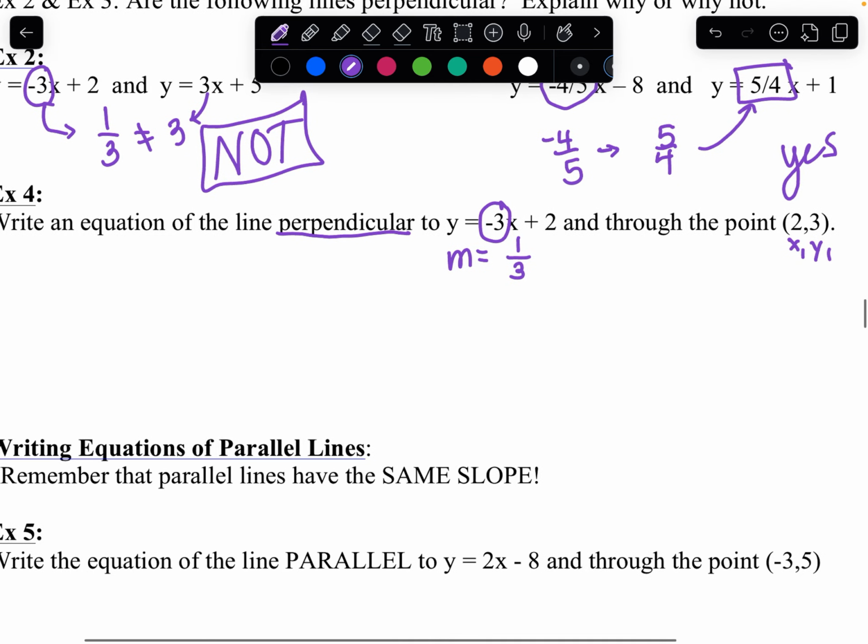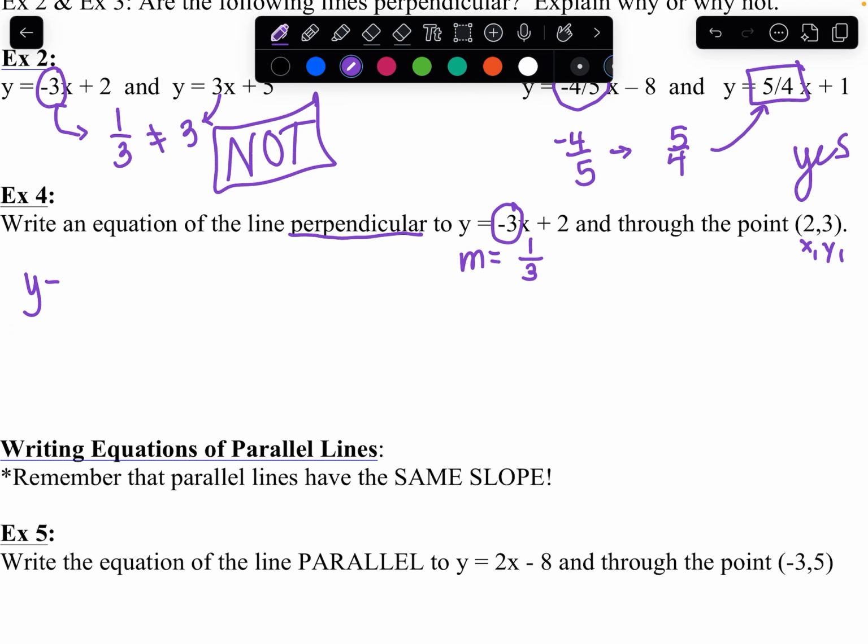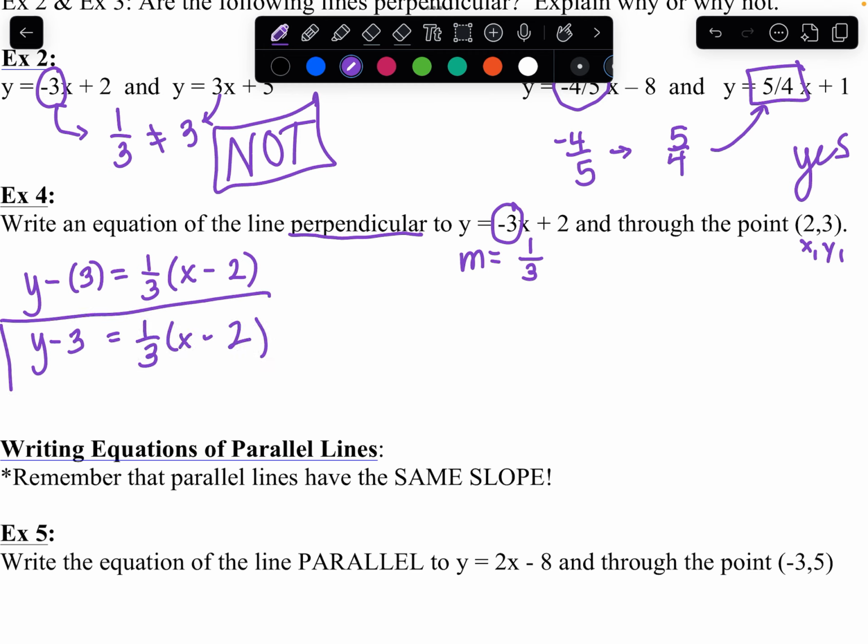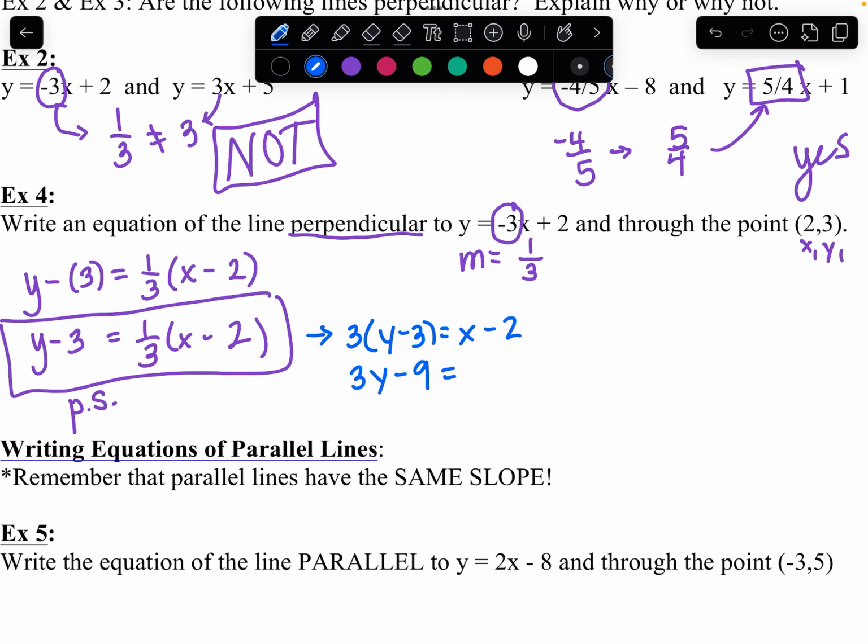So now that we know that, we're going to do y minus y sub 1 equals our slope times x minus x sub 1. And so I'm just going to simplify: y minus 3 equals 1/3 times x minus 2. So there is our point slope. We can also write it in slope-intercept form. So I'm going to multiply everything by 3 to clear out that fraction. So we would get 3y minus 9 equals x minus 2.